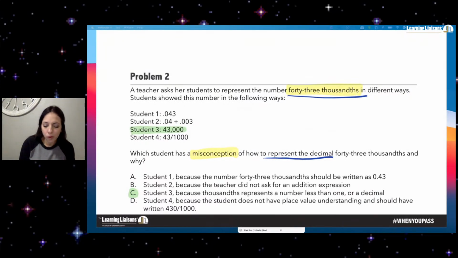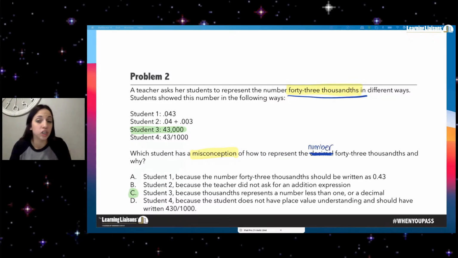Now, more than likely, the question is not going to say decimal. More than likely, the question is going to say how to represent the number, and then we can't cheat like that. However, it's important for you to have those test-taking strategies because in those situations, you just earned a free point. Now let's process it as if it said number and we couldn't cheat.